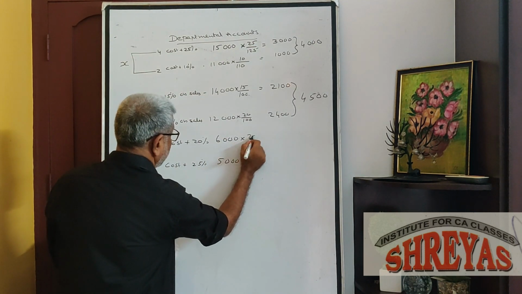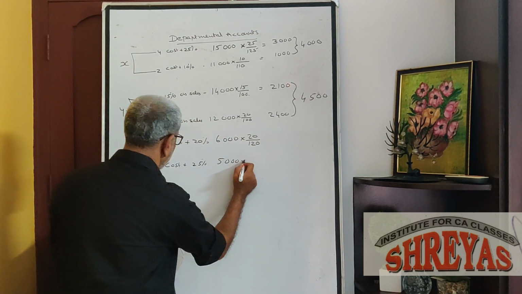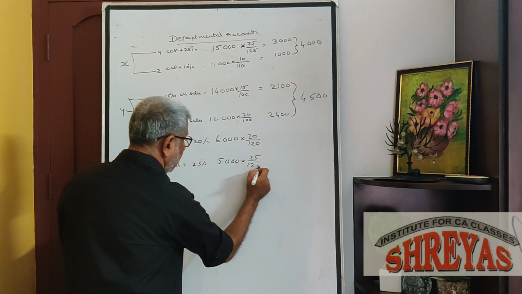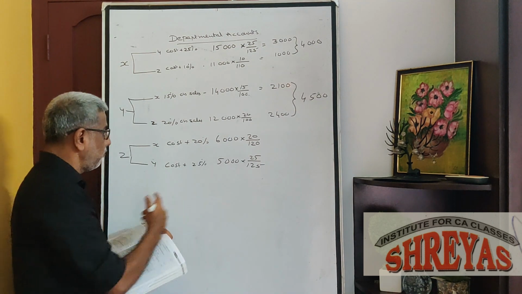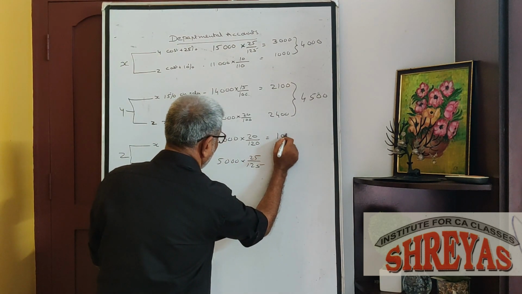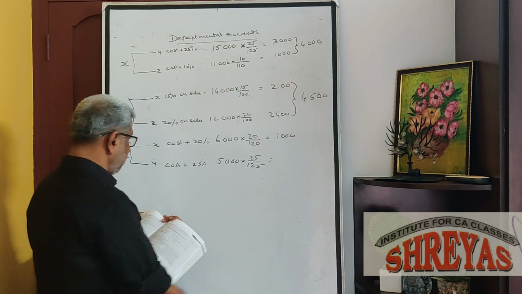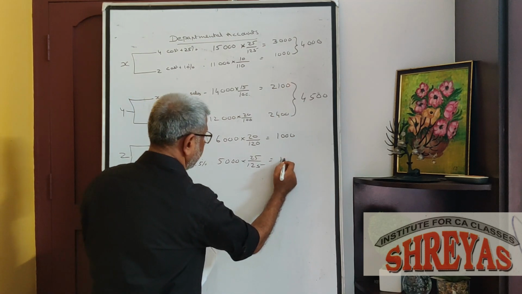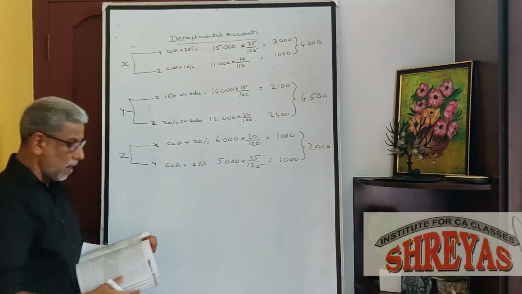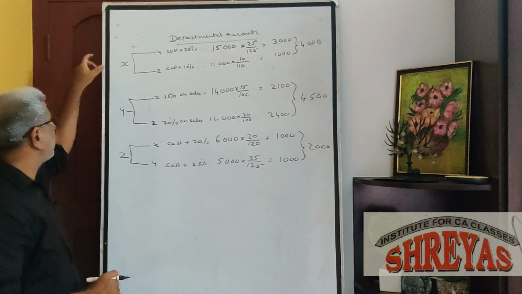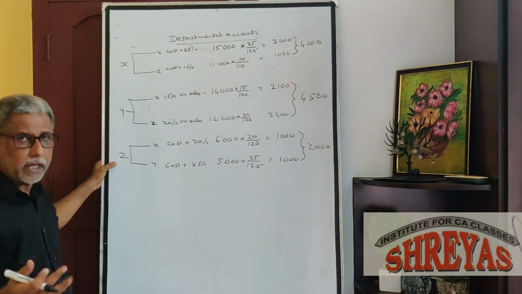6,000 into 20 by 120. 5,000 into 25 by 125. Calculate it. 6,000 into 120 by 120, that is 1 by 6, 1,000. 25, 125, 1 by 5. 5,000 into 1 by 5, 1,000. That comes to 2,000. Am I right? These are the unrealized profit included in X, Y and Z. അപ്പോൾ നമ്മുടെ നെക്സ്റ്റ് സ്റ്റെപ്പ് എന്താ?